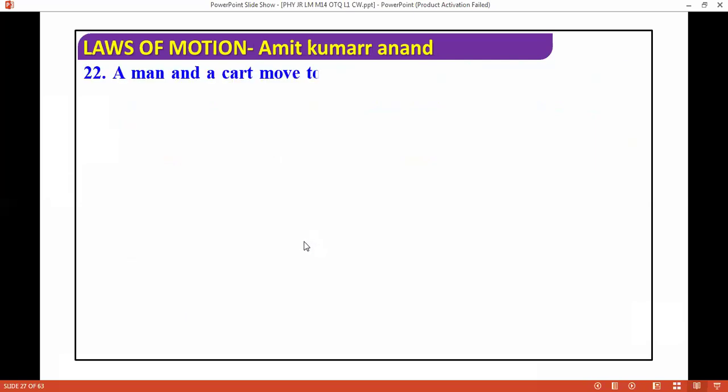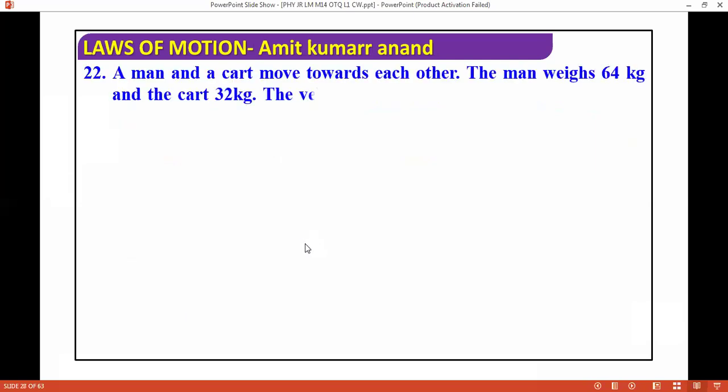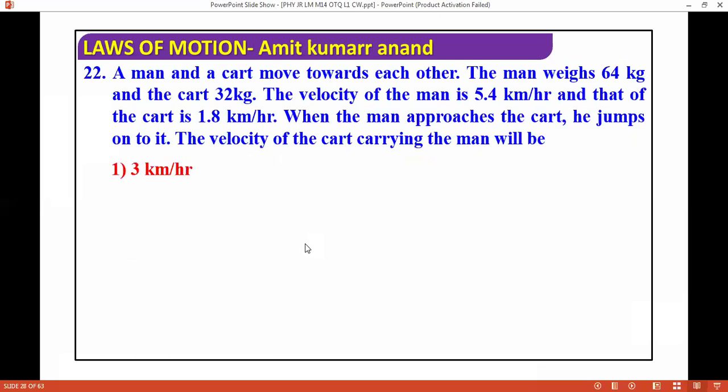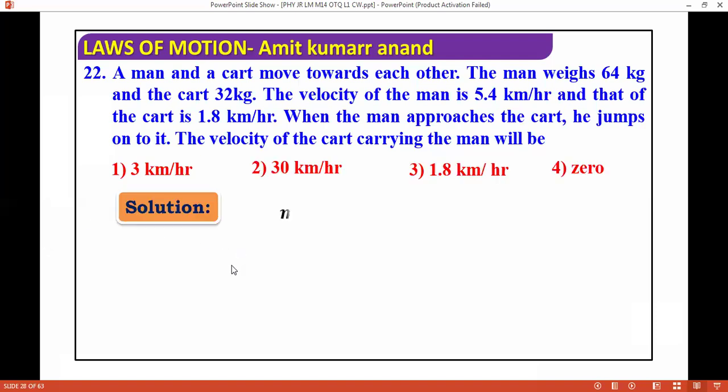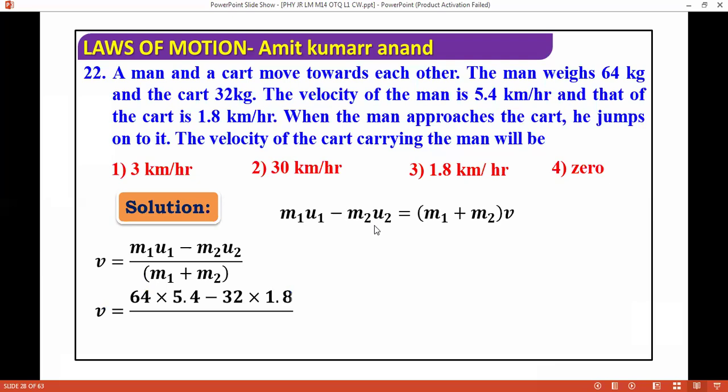Note it. A man and a cart move towards each other. The man weighs this many kg and the cart is this much. The velocity of the man is this and that of the cart is this. When the man approaches the cart, he jumps onto it. The velocity of the cart carrying the man will be? Basically, in this question you have to conserve the momentum, simply. So m1 u1, and the cart is in the opposite direction, that's why I'm writing minus m2 u2. You will create the formula like this, and after this you can find the velocity directly. Next, we are moving to the next question.